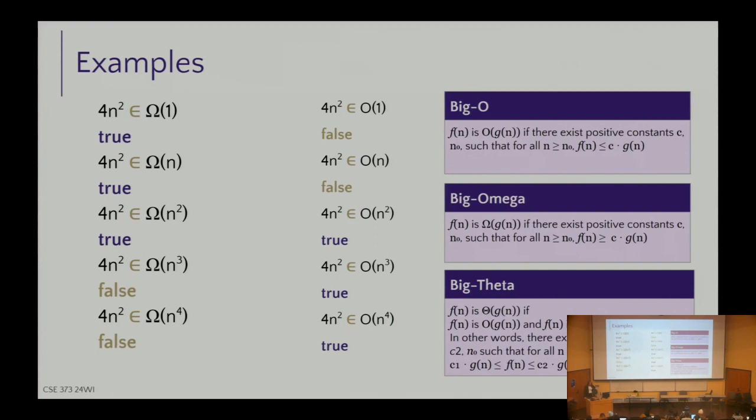If we look at it from the other direction, 4n squared is not upper bounded by constant, nor by linear, but it is upper bounded by its own complexity class. And then it is again upper bounded by n cubed and then by n to the 4. And that's where the theta is.